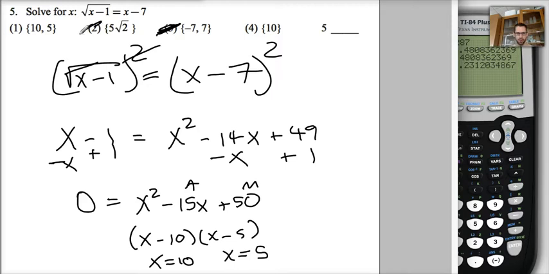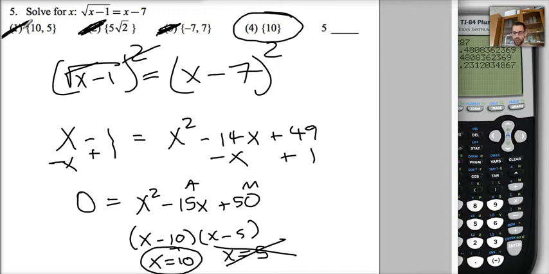So that means this 5 radical 2 guy's out. Now I need to make sure that neither of them is extraneous. So if I plug in 10, I'm going to do the square root of 10 minus 1, so that would be the square root of 9, which is 3. Equals 10 minus 7, which is 3. So 10 definitely works. 5, when I do 5 minus 1 and I take the square root, I get 2. When I do 5 minus 7, I get -2. So this is extraneous, and my only solution is going to be 10. Answer choice number 4.